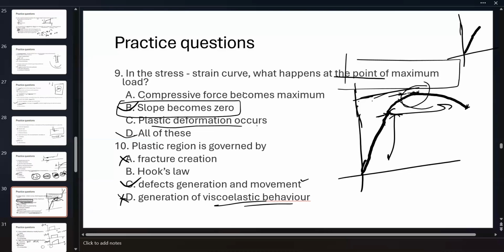If they're talking about tensile or compressive, in compressive that will be the point of maximum compressive force. But this result will be true. I think all of these.